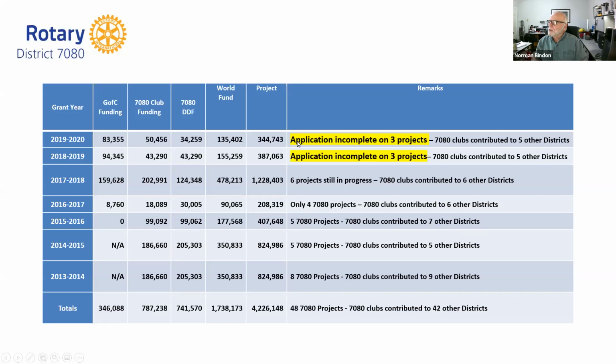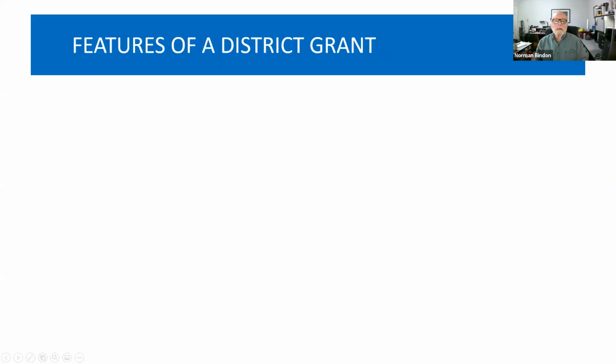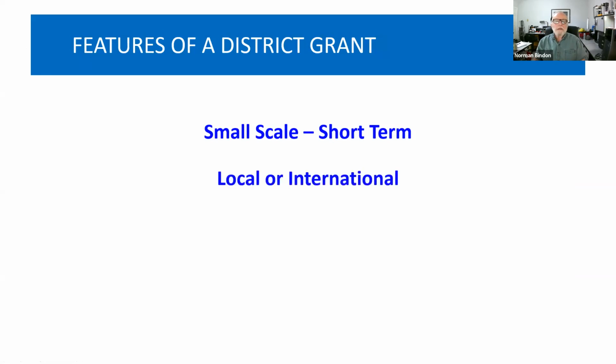Now those numbers that I've listed do not include 3 projects from the 2019-20 year and 3 from the 2018-19 year, because their funding is not yet complete. So, district grants, the features of a district grant. They're small scale, they're short term. They can be local or international.